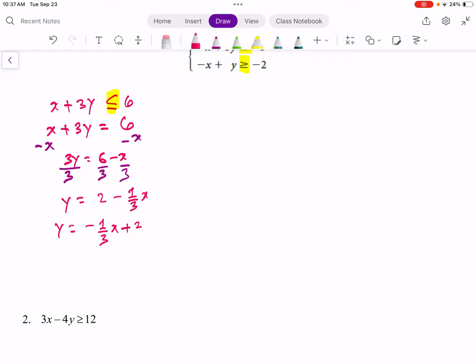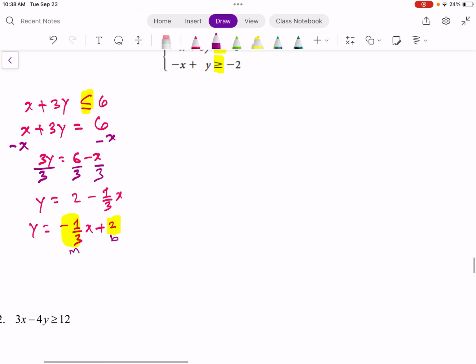You replace your inequality by an equals sign, then we have a linear equation, and you solve that linear equation for y. Now once we solve this linear equation for y, what do we call this negative 1 over 3? Slope, right? And what is this 2? Y-intercept. Now we use this slope and y-intercept to graph this line.